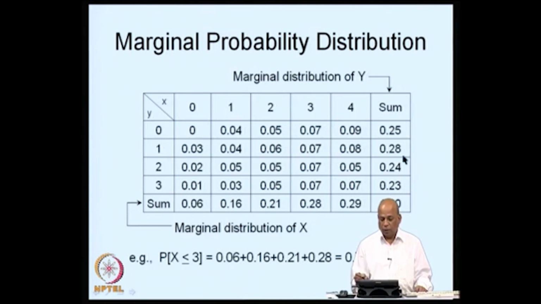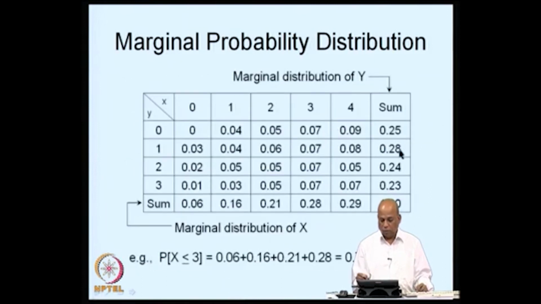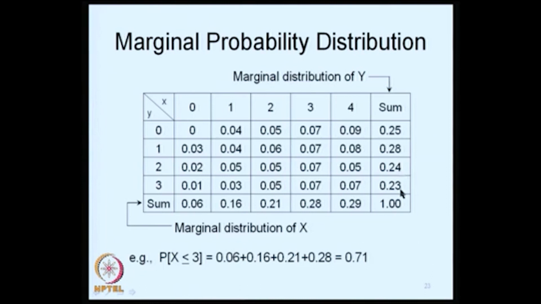Similarly, the probability of y is equal to 1 is 0.28, the probability of y is equal to 2 is 0.24 and so on. So, the marginal sums here in fact indicate the probability of y is equal to 0, probability of y is equal to 1, probability of y is equal to 2, probability of y is equal to 3. And this is in fact the marginal distribution of y.